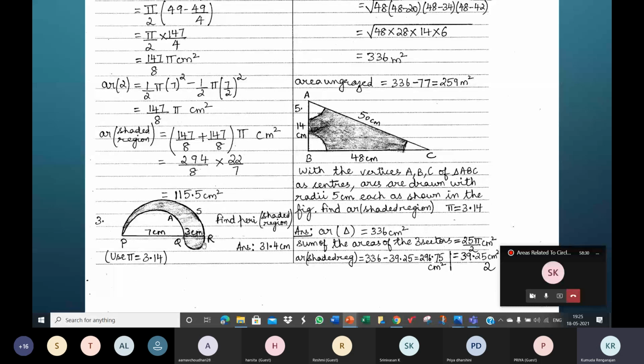What about the length of this arc? Pi into 3 by 2, because circle is 2 pi r, semicircle is pi r, and r is 3 by 2. And for this one, what's the diameter? 7 plus 3, 10 is the diameter. For this semicircle, 10 is the diameter, so the radius is 5. Pi into 5. That's all. We just have to add these three.